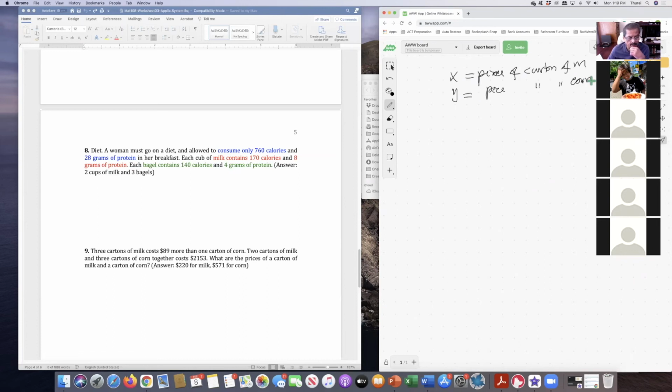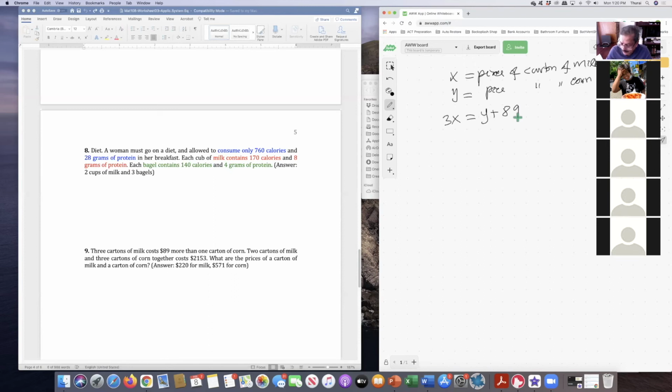Okay, 3 cartons of milk will cost you 89 more than 1 carton of corn. Right there, that will translate to one equation. x is the price of a carton of milk, so 3 cartons of milk will cost you 3x, right? x is the price of each carton. And that will be 89 more than 1 carton of corn. So what's the equation? 3x is equal to y plus 89. Very good.